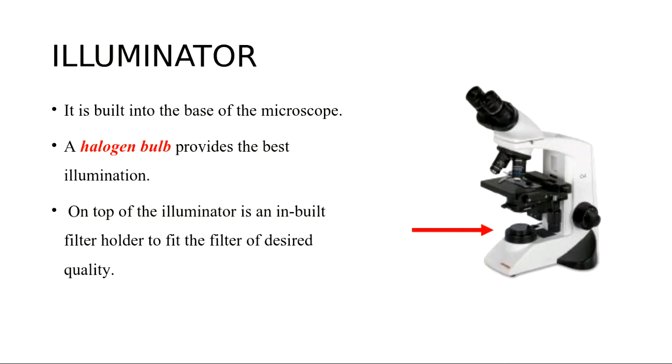So next is the illuminator. The illuminator is built into the base of the microscope. It is a source of light. A halogen bulb provides the best illumination. The red arrow you see is the illuminator, at the base of the microscope. Inside the illuminator there is a halogen bulb, and what it does is provide the best illumination.